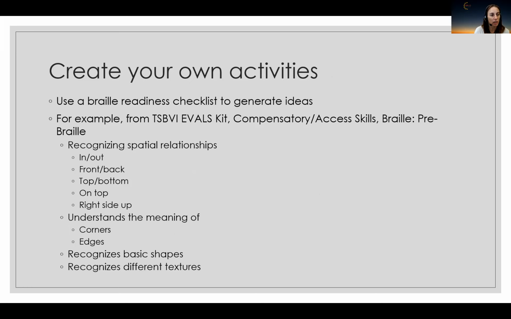Again, using a Braille readiness checklist like the TSBVI evals kit, use that as a starting point to generate ideas, just as a springboard. You can use the Braille bricks to help with recognizing spatial relationships. This is one of the skills on the checklist: in, out, front, back, top, bottom, on top, right side, understanding the meanings of corners and edges, recognizing basic shapes, different textures. Check out the Braille readiness or pre-Braille skills list, and you're going to find so many ways that you can use the Lego bricks and other toys to get young children working on those concepts.